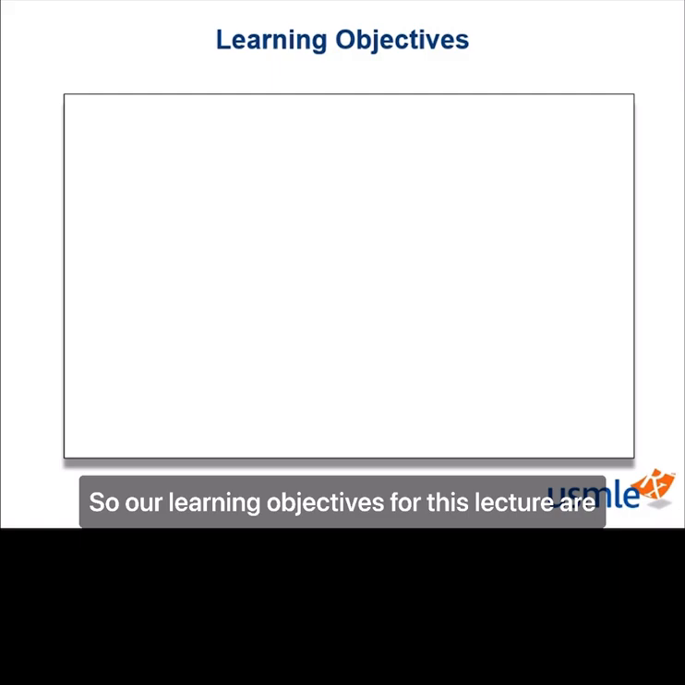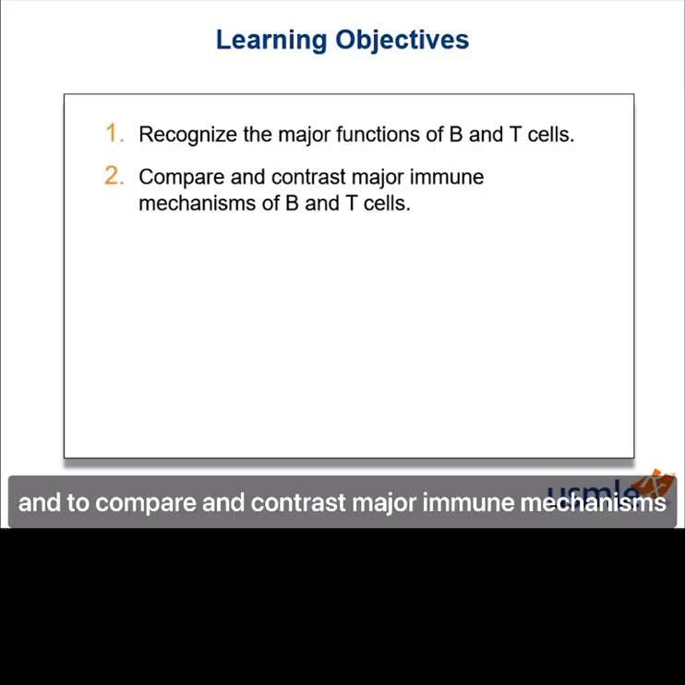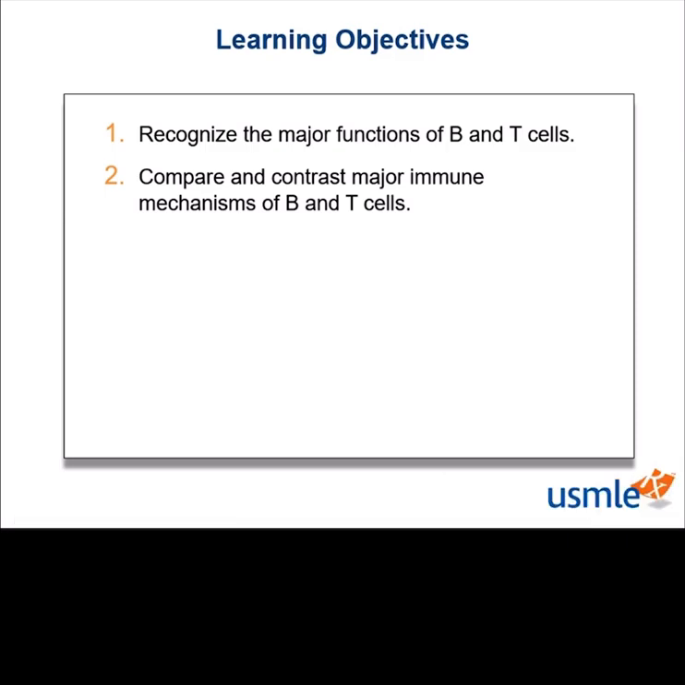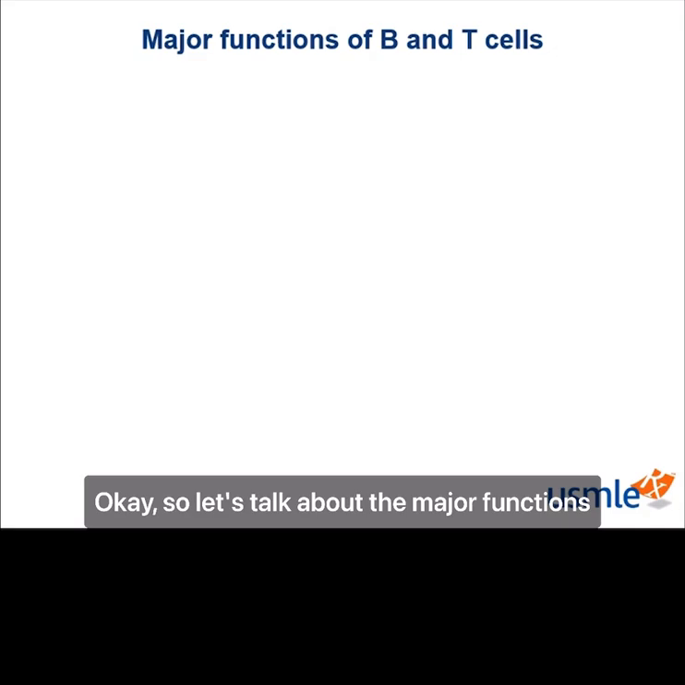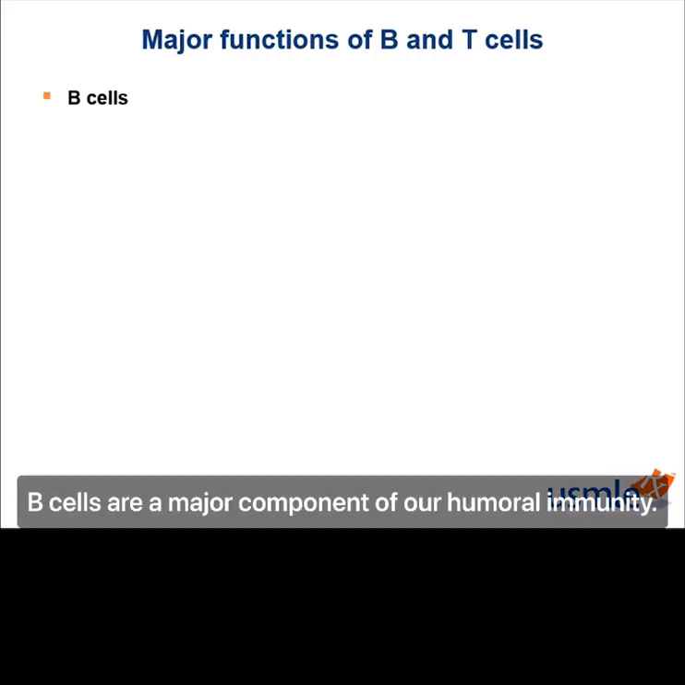So, our learning objectives for this lecture are to recognize the major functions of B and T cells and to compare and contrast major immune mechanisms of B and T cells. Okay, so let's talk about the major functions of B and T cells, and let's do B cells first. B cells are a major component of our humoral immunity.